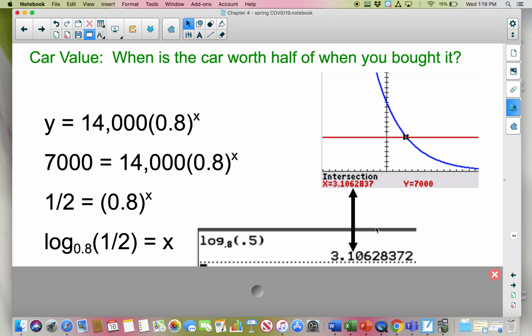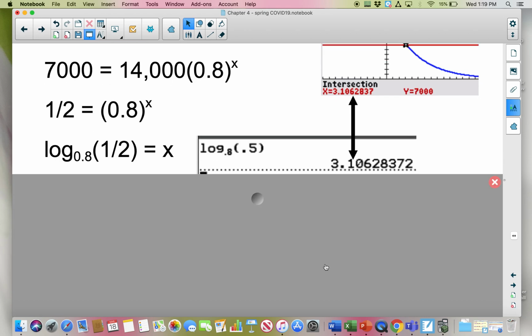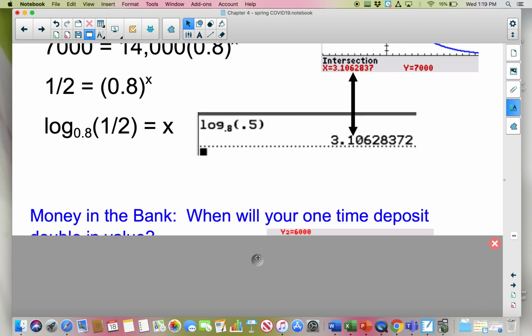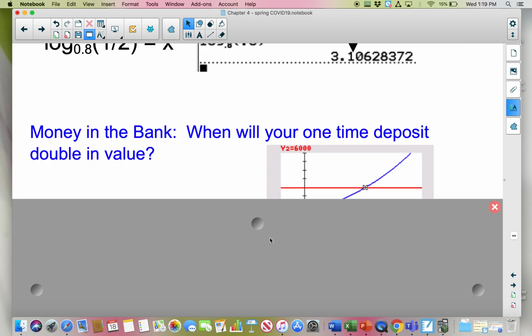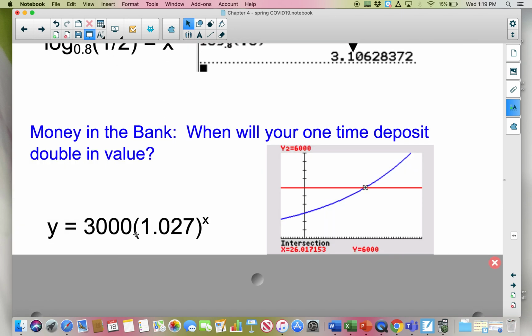Clearly these can get more complex algebraically, but right now this is as complex as it will get. So you can officially solve any exponential function. One more quick example, and actually why don't you try this one? So if you recall, we talked about putting money into the bank. So we put 3,000 into the bank with a 2.7% interest rate. We wanted to know when our deposit would double.